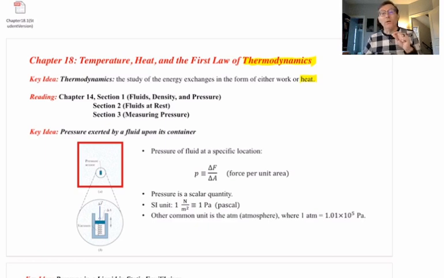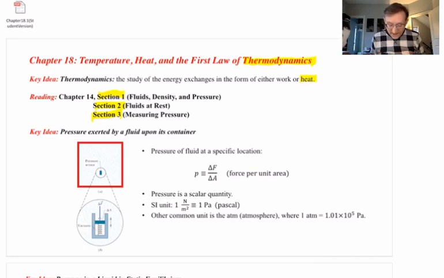If you want some more information about pressure, by all means, I encourage you to read in your book, which you will get to on Wiley Plus. And specifically, if you want to read about pressure, then I refer you to Chapter 14, Sections 1, 2, and 3. About fluids, density, we've talked about that concept before, and pressure, fluids at rest, and measuring pressure. I'm going to summarize the key ideas from those sections for you here.